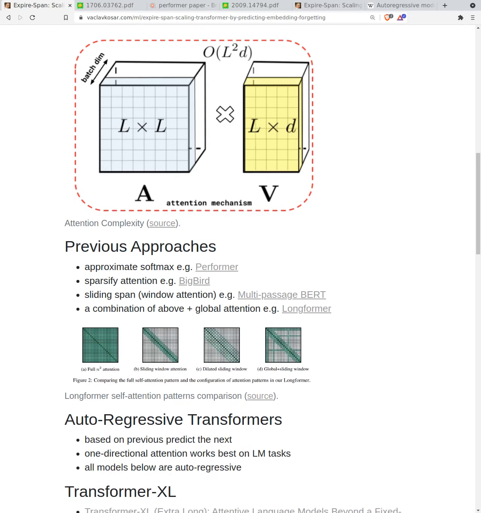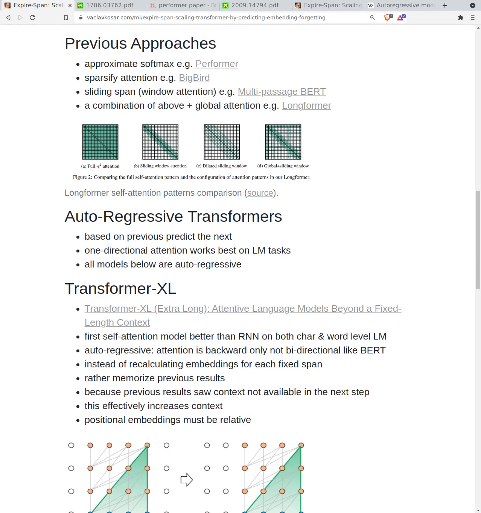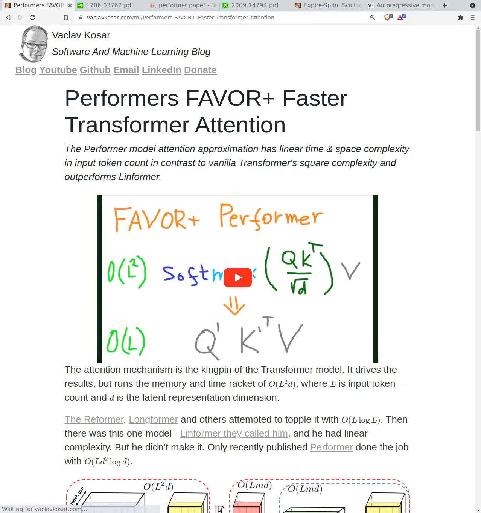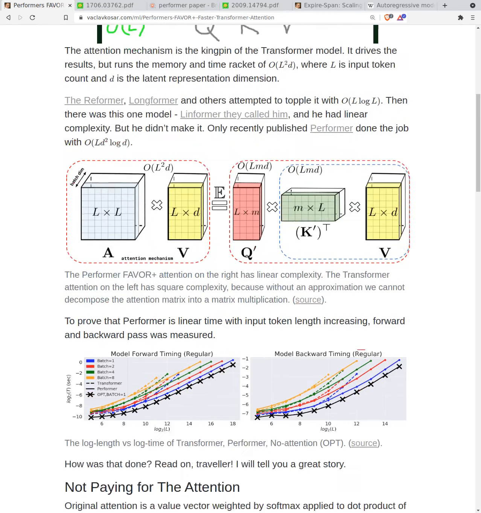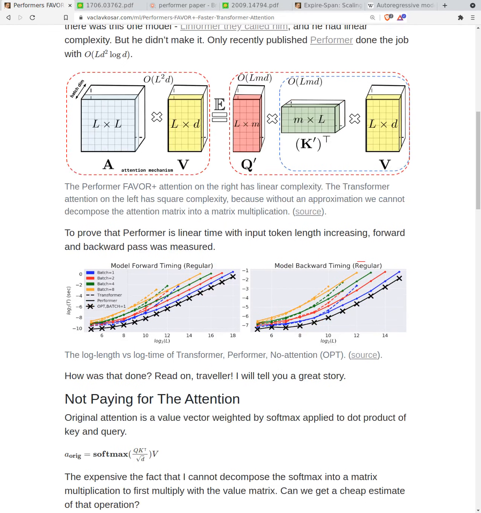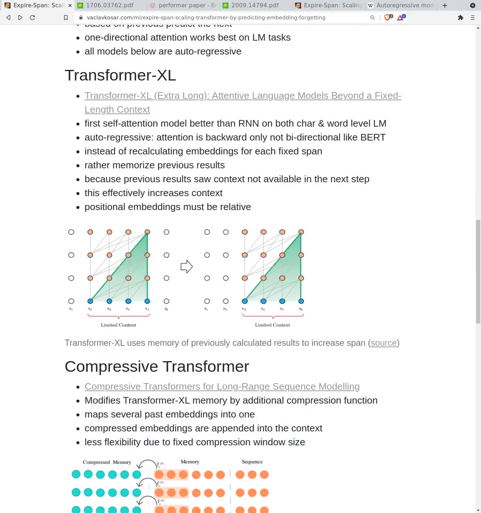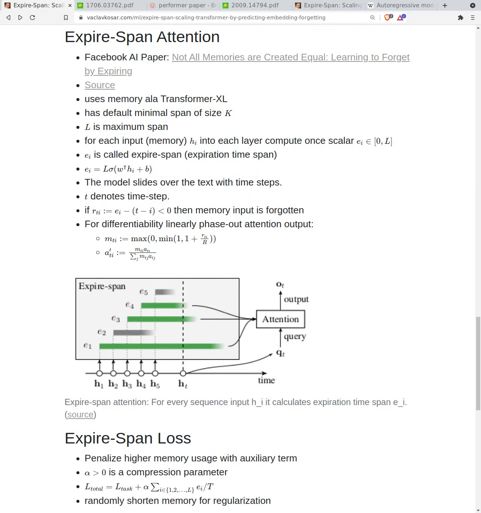There are multiple approaches. For example, there's an approach called Performer. I actually have a post on that, you can see that post and video. What it effectively does is break down the construction of this attention matrix, which is L times L, into a multiplication of two matrices which in between have a lower dimension. Super interesting. I really like that one.